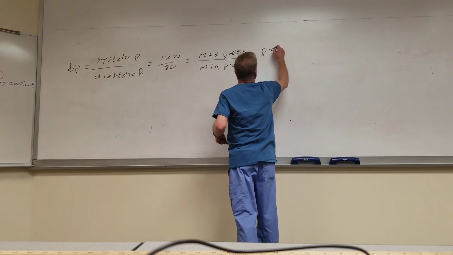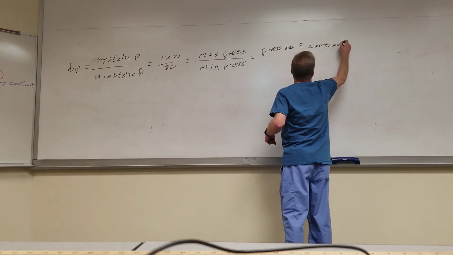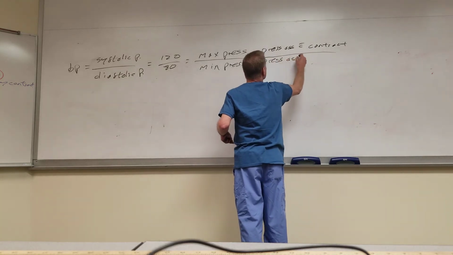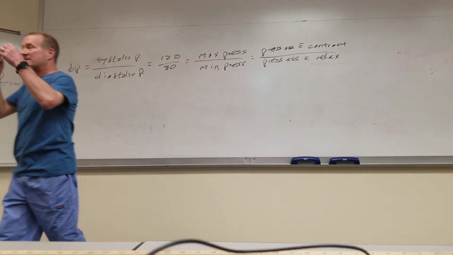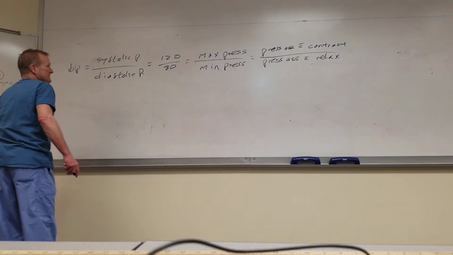pressure associated with contraction versus pressure associated with relaxation. Okay, so the heart is contracting, relaxing, contracting, relaxing, contracting, relaxing. We're measuring the pressure in the brachial artery. Well, wouldn't the pressure be at its maximum when the heart was contracting? And when the heart's relaxing, the pressure would be at its minimum. So, go through the translations there.